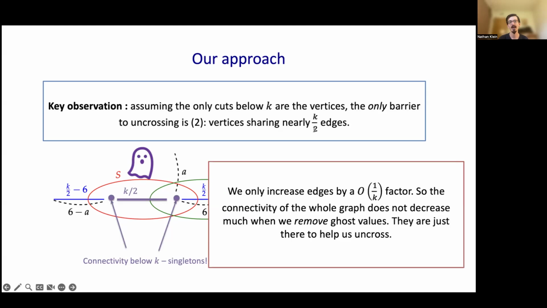And finally, we prove that after removing the ghost edges, the connectivity of the graph does not go down too much. And roughly speaking, this is because the ghost edges only ever increase the connectivity of a bundle of edges by a multiplicative order 1 over k factor, right? So I've only taken a large group of edges, a value close to k over 2, and added a small number of edges.